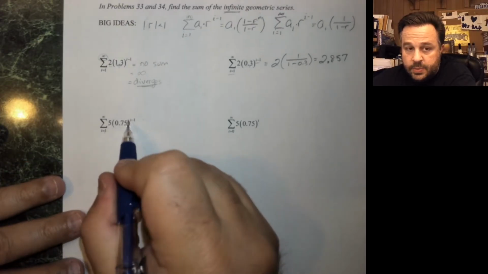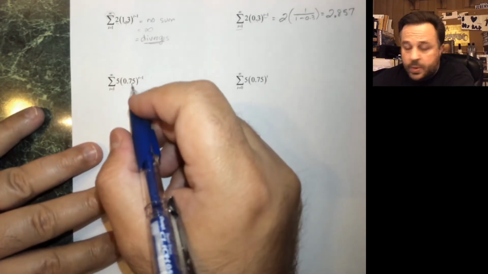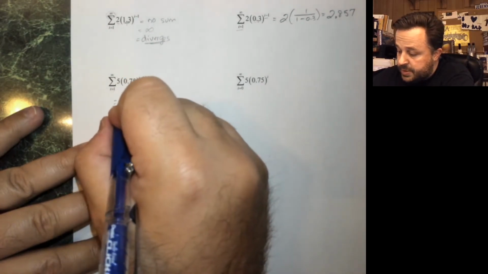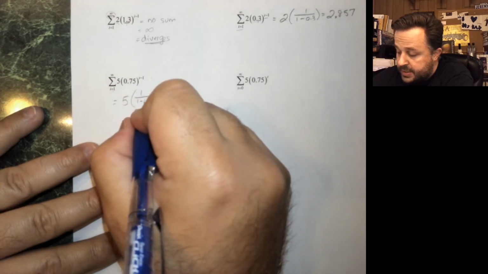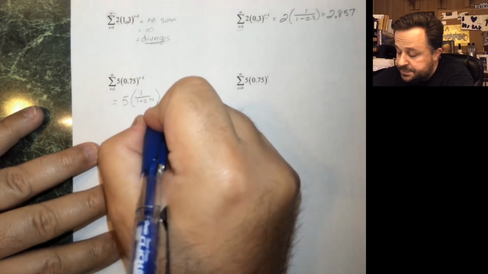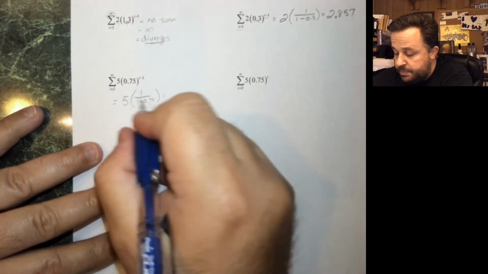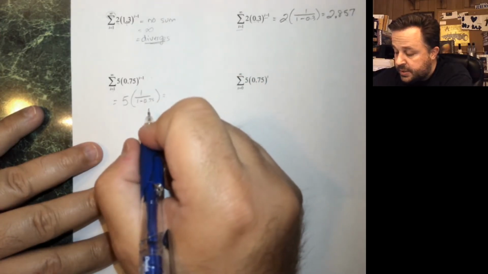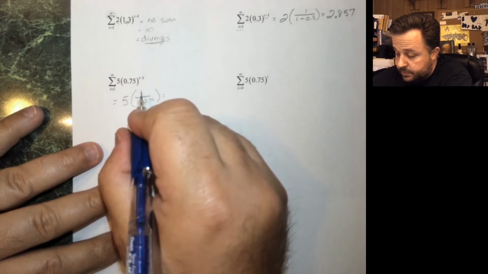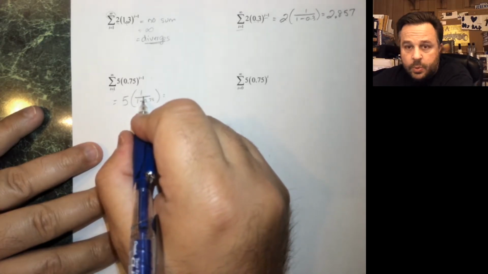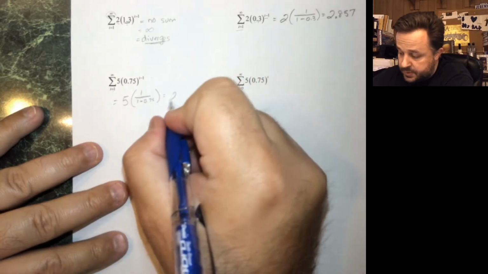i is 1. We have i minus 1 as the power, so this is just going to be 5 times 1 over 1 minus 0.75. Again, I already did the work, threw that into a calculator. If you want, 1 minus 3/4 gives us 1/4. 1 divided by 1/4 is 4. 5 times 4 is 20.